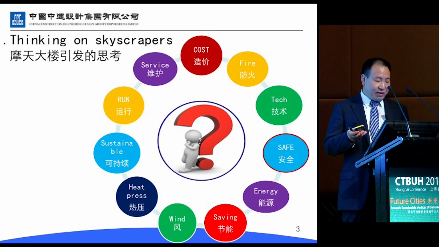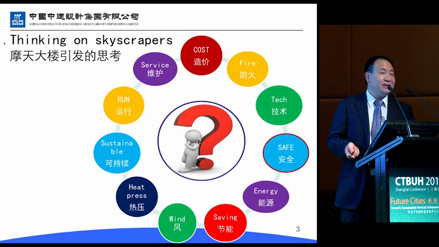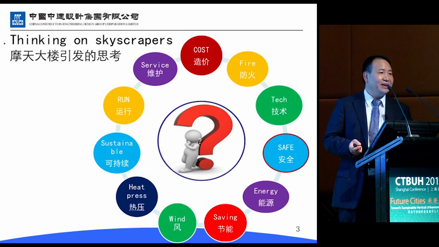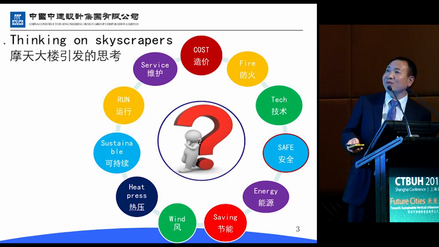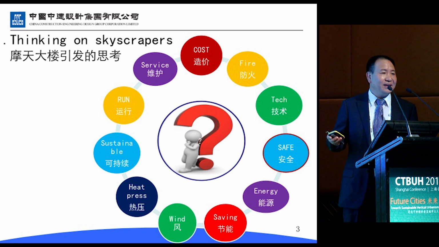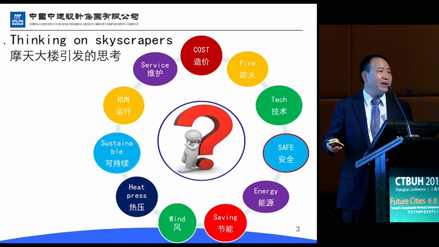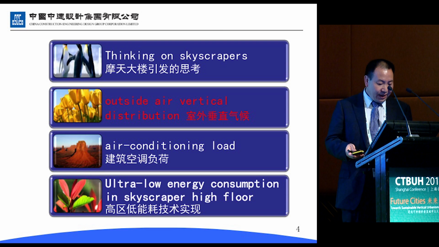Now, what are the paradigms of the skyscrapers? We think about all these factors, all the way from cost, saving, energy, safety, technology, fire, service, and operations, sustainability, and heat stress. And people think that this is not an energy-saving building because of its big size and tall height. But the theme for this forum is sustainable building. So how do we design better in the ultra-high building? And what can we do to make it work?